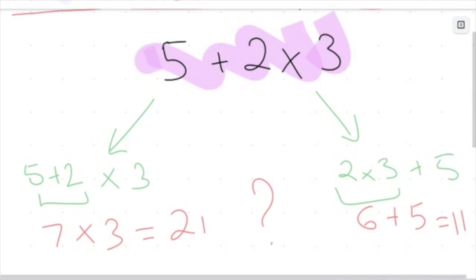So here's where we have to take a deeper look into the order in which we compute things of this nature, where we have more than one operation being done. Here we're adding and multiplying, so we need an order.